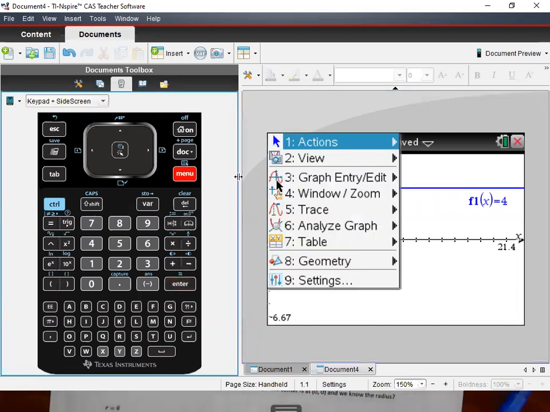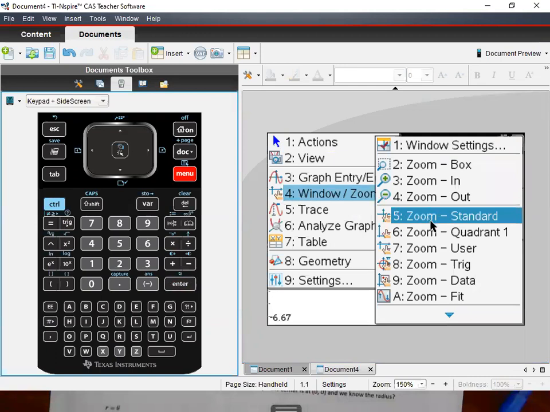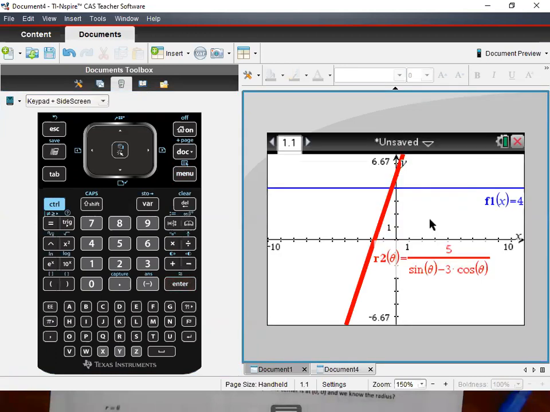And then if I go to a regular zoom, there's our line. You can see it has a y-intercept of 5 and an x-intercept of -5/3. So you can check your work with the graph.